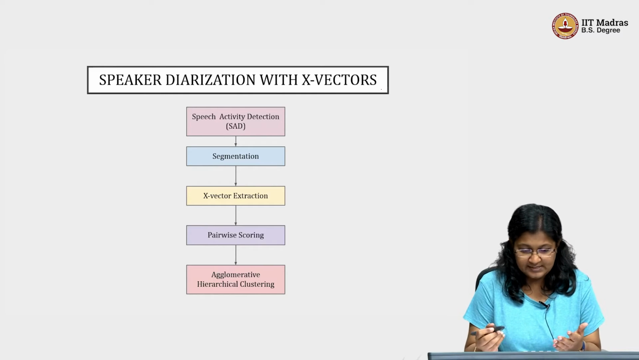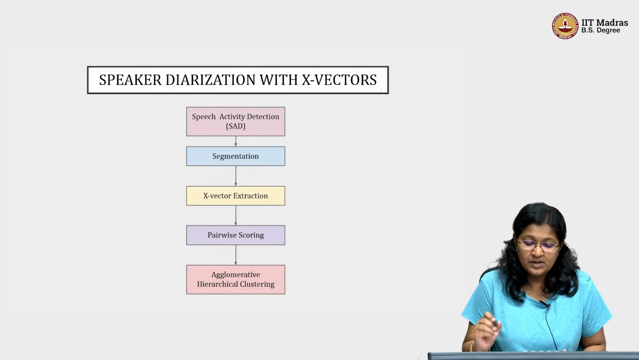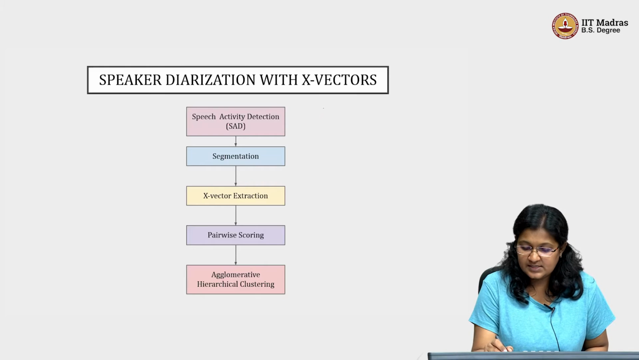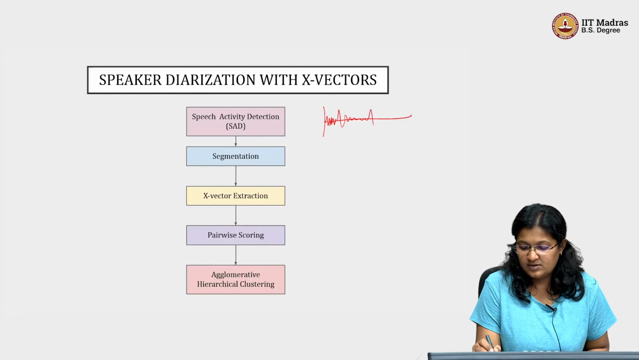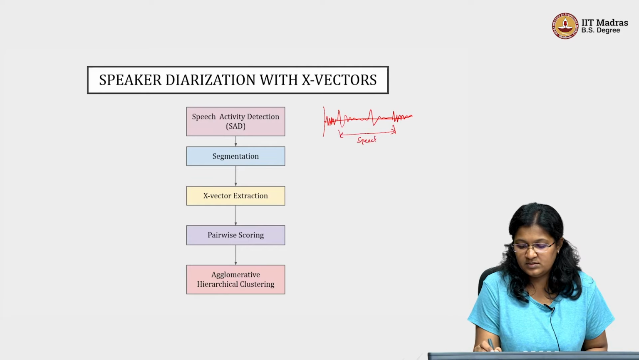To perform this speaker diarization with X vectors, you have to follow some steps. The first step is speech activity detection. In the first intro slide, I showed you that there were some noise or non-speech frames and then some speech, and then again some noise. What the speech activity detection is going to do is get the regions where speech is present, and it will discard non-speech.